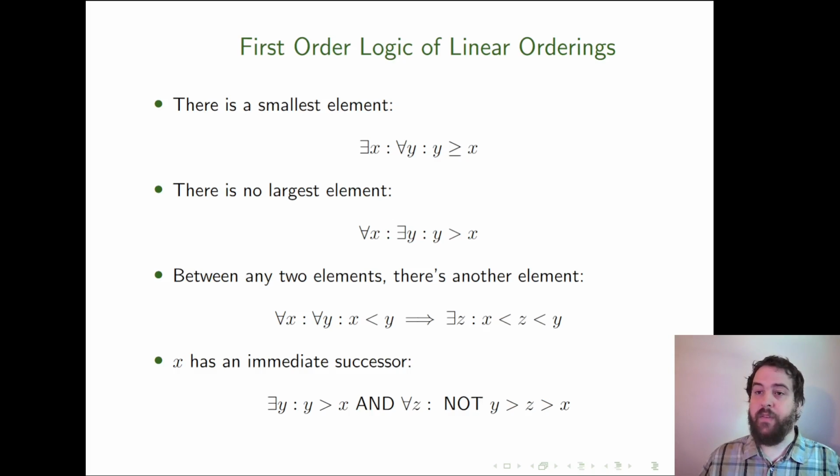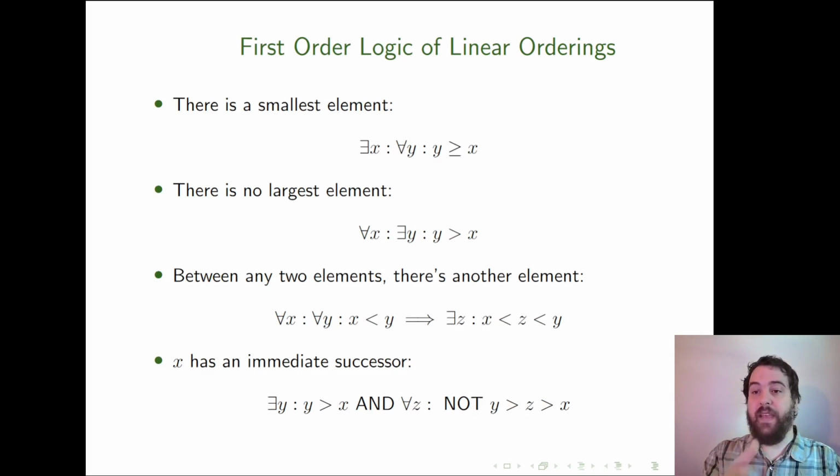So some linear orderings are what is called dense. Between every two elements there's another element, and in fact there's going to be infinitely many, but once you have that there's one, there's infinitely many. But not every linear ordering is dense. Some linear orderings have points that have what's called an immediate successor.